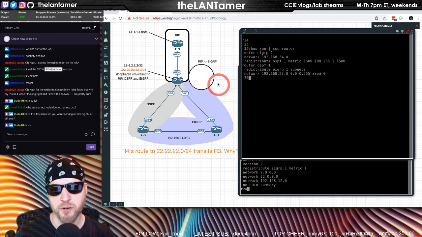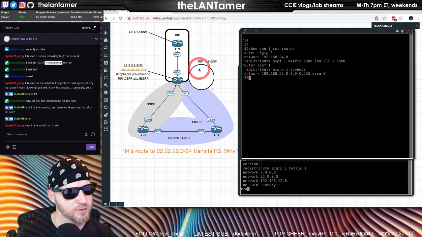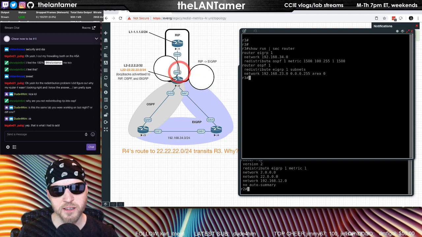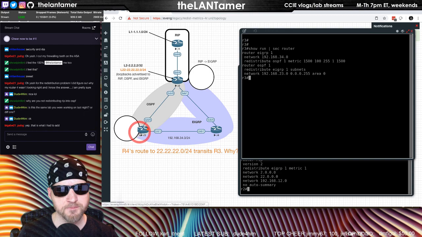I'm curious what problems you had without these redistribution statements, because I didn't indicate that earlier. Okay, so you had to add that. All right, so you added that on your own. Good, that's cool. See, I like these exercises either way, right?